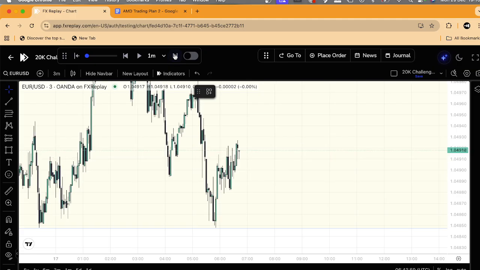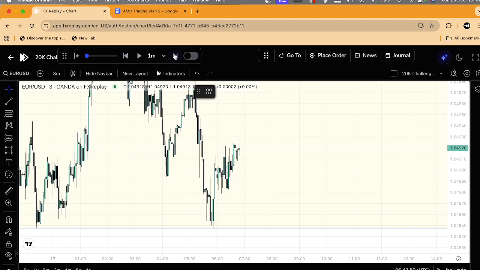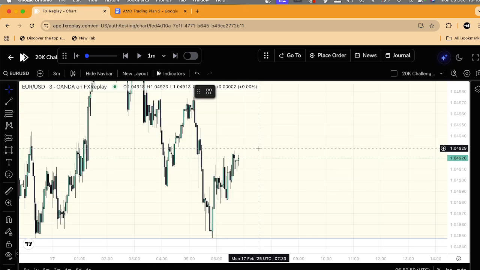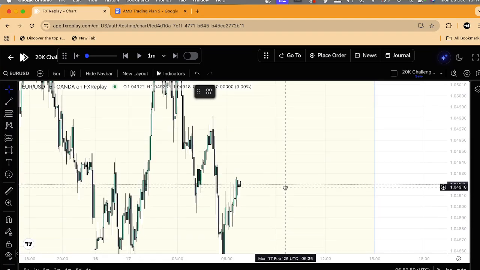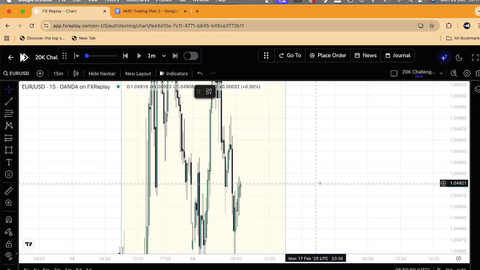So, I'm just not getting in this yet. For me, we're still accumulating. We haven't made a significant enough push in either direction for me to feel like, okay, cool, that was a manipulative move.